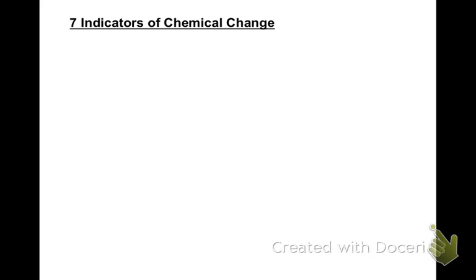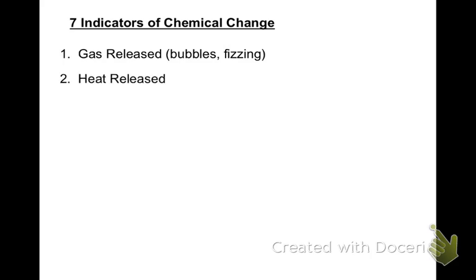So here are 7 indicators of a chemical change. We talked about these earlier in the year, but just as a reminder, things to look for in a chemical reaction. 1, you may have a gas released, which you'd see by bubbles or fizzing. That means a gas is created. That's a good indicator that you have a chemical reaction. Now you got to be careful because you have bubbles when you just boil water too, and that's not really a chemical reaction. So again, these are just indicators. So you may have a chemical change.